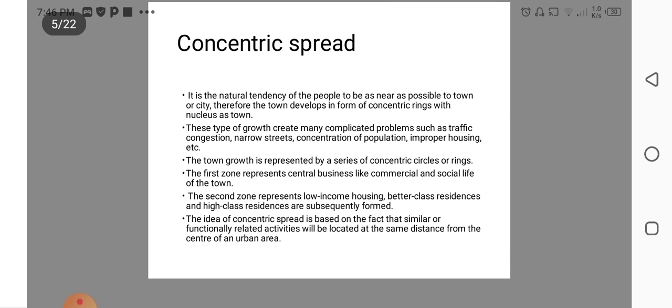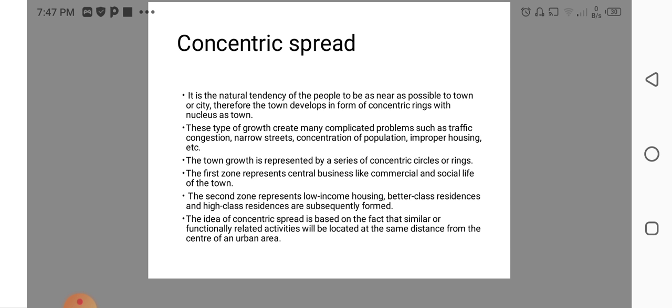First of all, concentric spread. It is the natural tendency of people to be as near as possible to the town or city. Therefore, the town develops in the form of concentric rings with the nucleus as the town. This type of growth creates complicated problems such as traffic congestion, narrow streets, concentration of population, improper housing, etc.